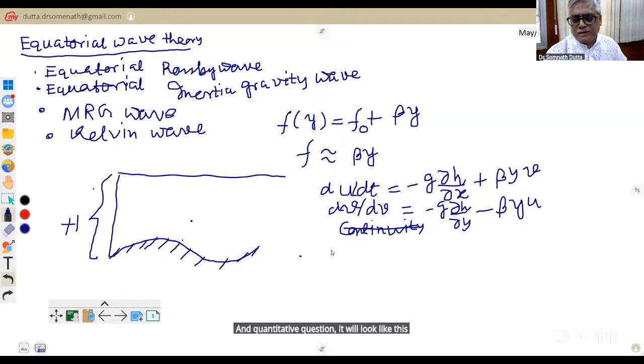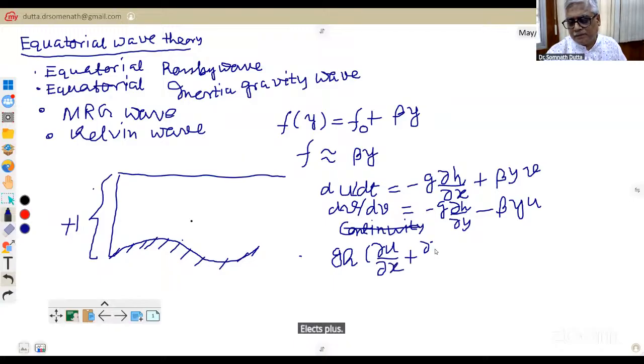And the continuity equation will look like this: g into H, into del u del x plus del v del y, plus dh dt is equal to 0. So these are the three governing equations.